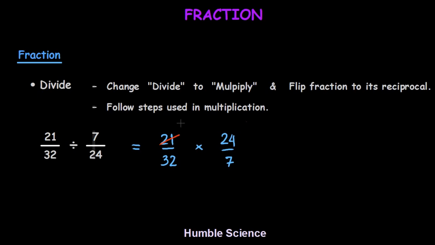21 divided by 7 will be 3. 7 divided by 7 will be 1. 32 divided by 8 will be 4. 24 divided by 8 will be 3. Now we can multiply all the upper numbers together, and that will be 9. And all the lower numbers together, and that will be 4. So 9 over 4 is the answer here.